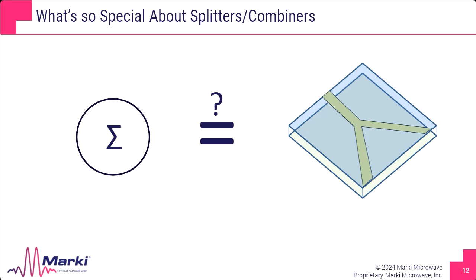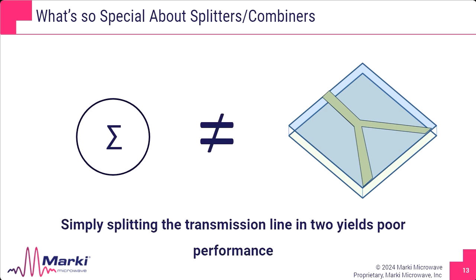Well, the short answer is, technically you can do just that. You can split the transmission line. It will divide the input signal into 2 equal copies with identical phase. However, doing this highly simplistic approach comes with some undesirable side effects.